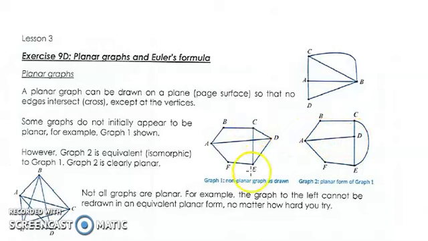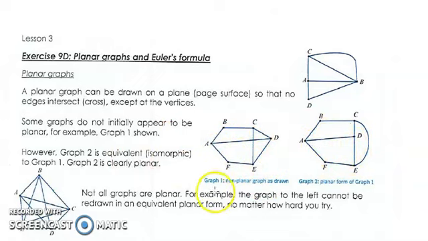Obviously, the connection from C to E is a straight line here, but C to E is curved. It makes no difference whatsoever. The connections from each vertex are still the same, but there's no intersection. So this is non-planar, and this is planar.